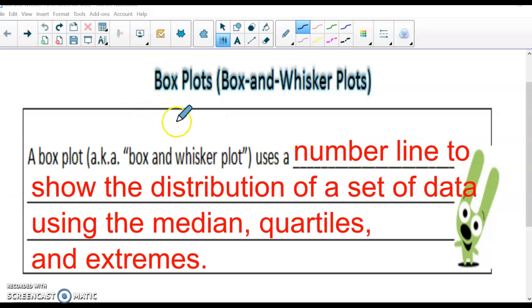We can see here box plots, also known as box and whisker plots. A box plot is going to show us data on a number line, and it shows the distribution of the data set using the median, a new term called the quartiles, and the extremes. A box plot is only going to talk to us about 25% of the data. It is less specific than a line plot or a dot plot, and it can sometimes be less specific than a histogram. So this is our third and our last display of data.